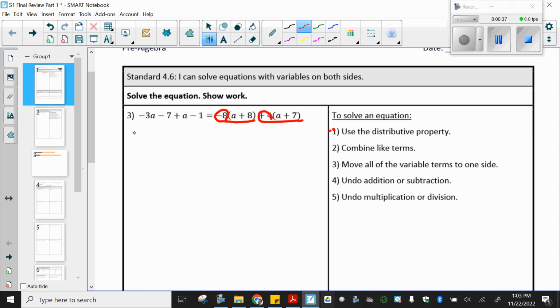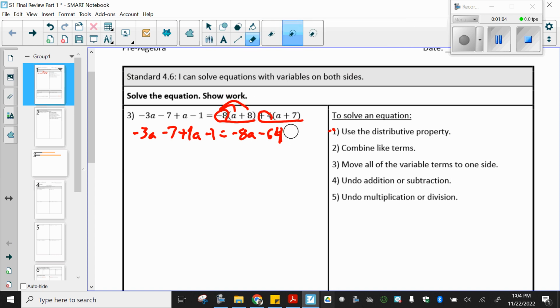So let's do it. I'm going to bring it down, right? Negative 3a minus 7 plus 1a minus 1 equals, to multiply now, negative 8a. Negative 8 times positive 8 makes negative 64. 4 times a makes plus 4.